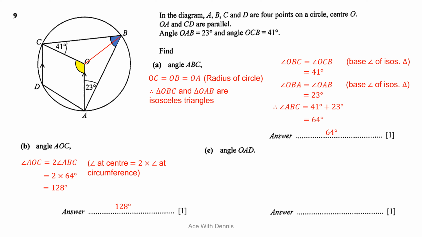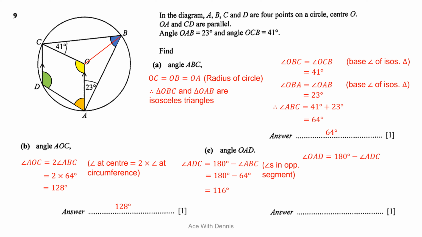C, angle OAD. 1 mark. So this is angle OAD. Before we find angle OAD, we have to find angle ADC. So angle ADC equals 180 degrees minus angle ABC, because it is angles in opposite segments. And the value of ADC equals 180 degrees minus 64 degrees, which is 116 degrees.